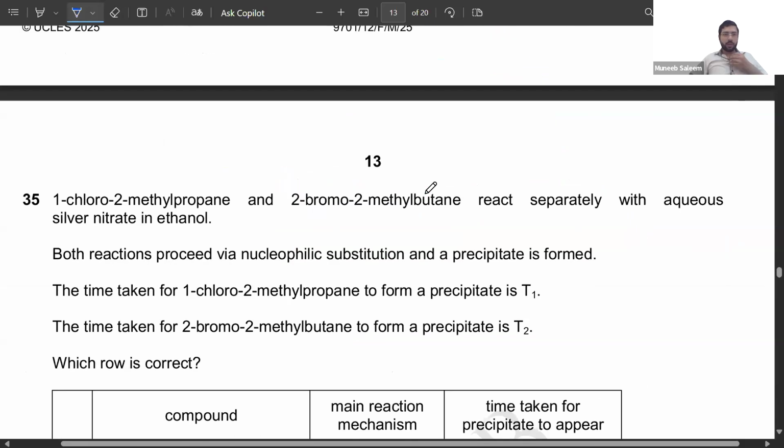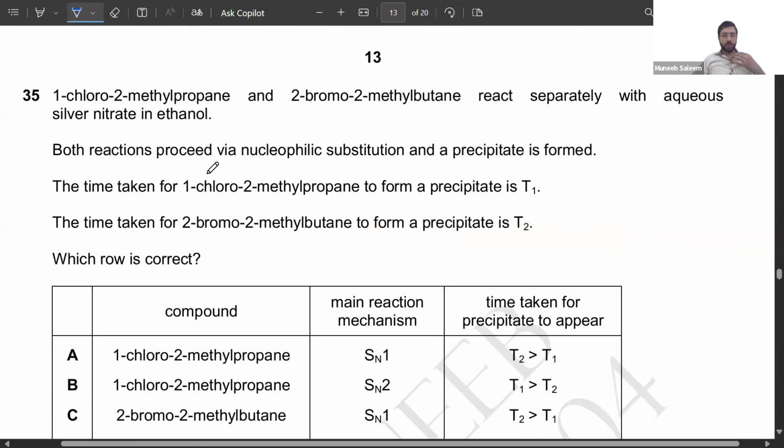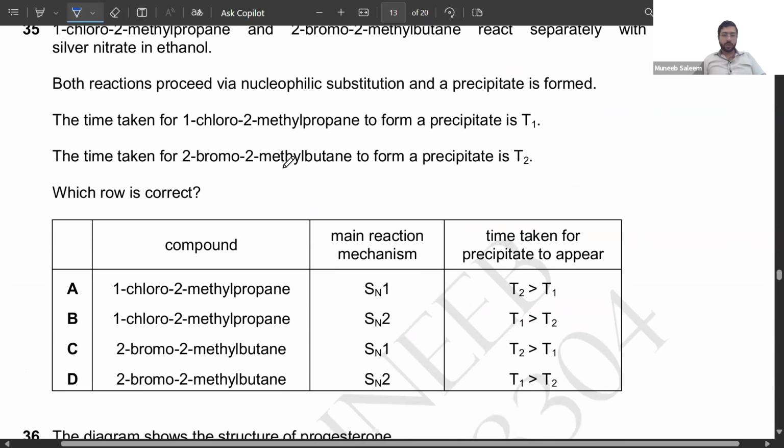35. Question 35 states that 1-chloro-2-methylpropane and 2-bromo-2-methylbutane react separately with aqueous silver nitrate in ethanol. Both reactions proceed by nucleophilic substitution and a precipitate is formed. The time taken for the first compound is T1, the time taken for the second compound is T2, what is 3.